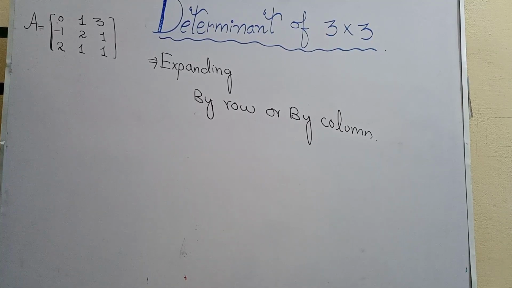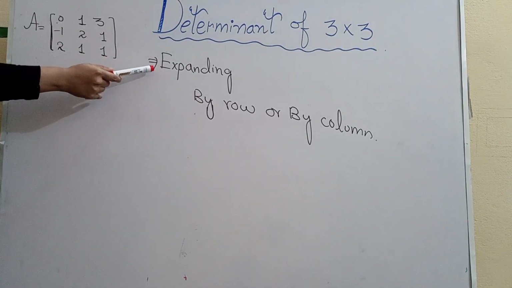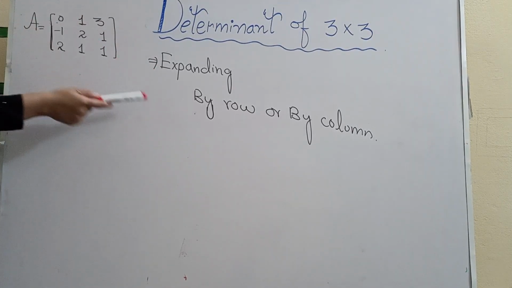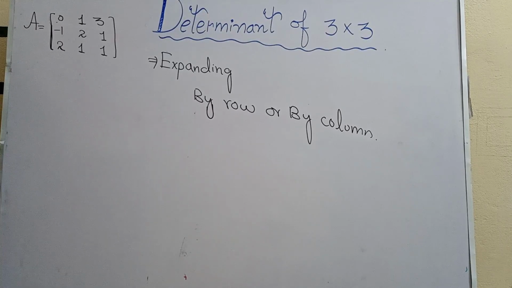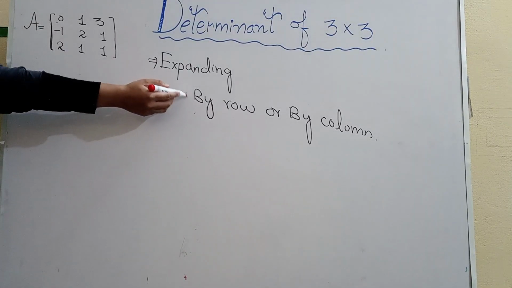So friends, when you know about the minor and the cofactor and understand the concept of finding the minor and the cofactor of any element, we can easily find the determinant of a matrix. And the determinant includes expanding the matrix by row or by column. That means you have to expand that matrix by row or by column. It is your choice. So I am going to use the row method.